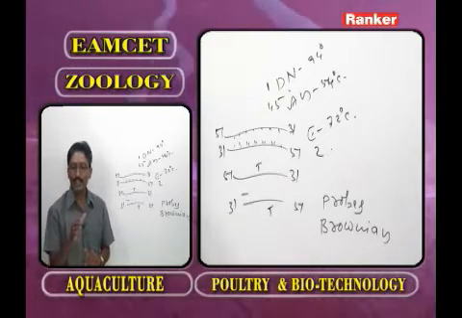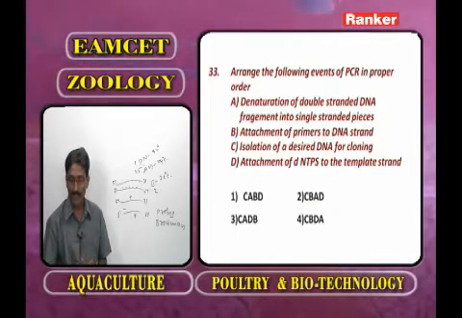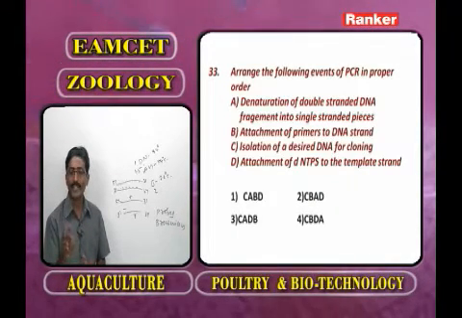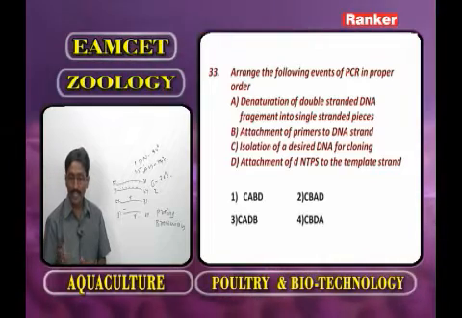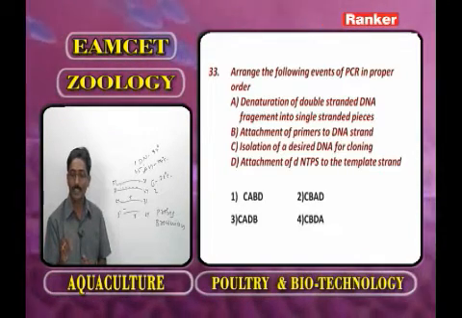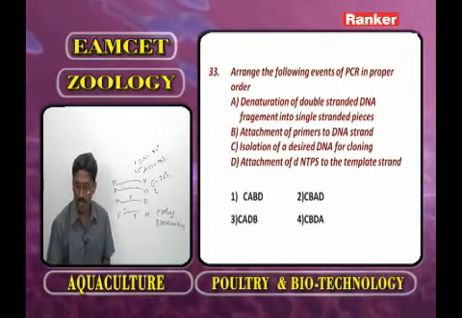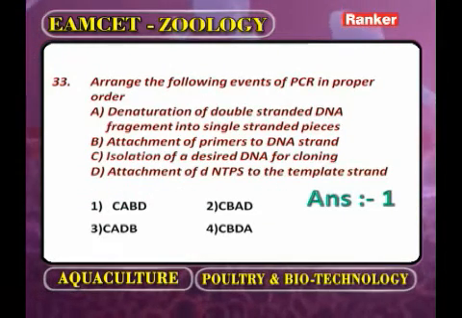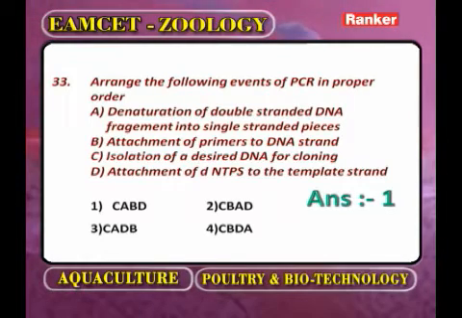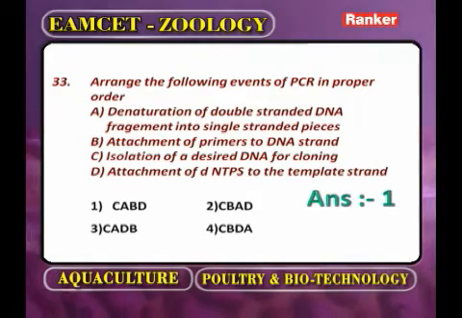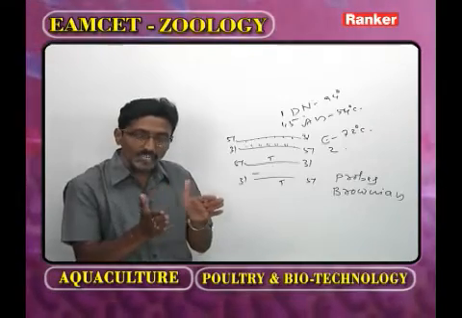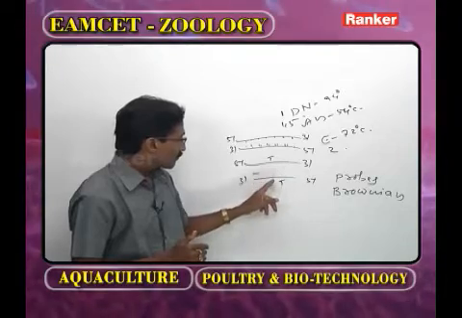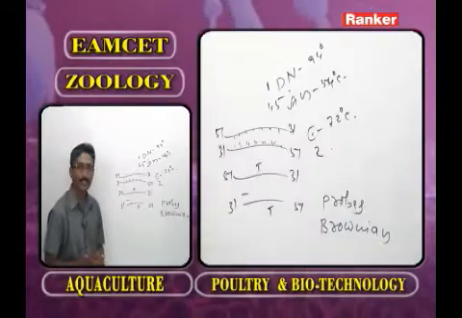Now, attachment of primers to the DNA strand. Isolation of desired DNA for the cloning. Attachment of dNTPs to the template strand. Now, you observe the answer. The first one is the isolation of desired DNA. This is the desired DNA. Now we go for denaturation. In the denaturation, the 2 strands are separated. Both are separated, and each one acts as a template.